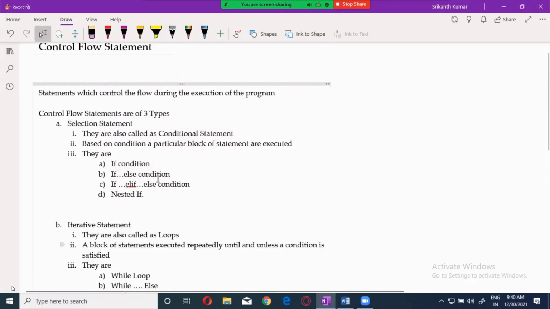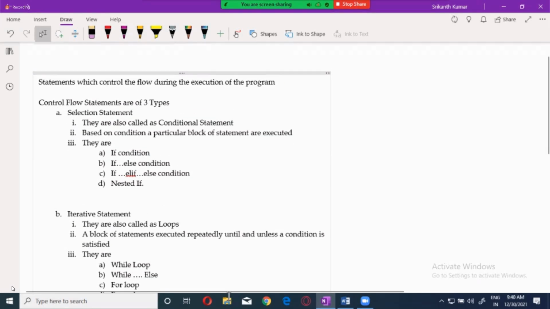Now we are going to look at this one. These are some of the statements. The first one is called as selection statements. They are also called as conditional statements. Remember this. And based on the condition, a particular block of statements are executed.